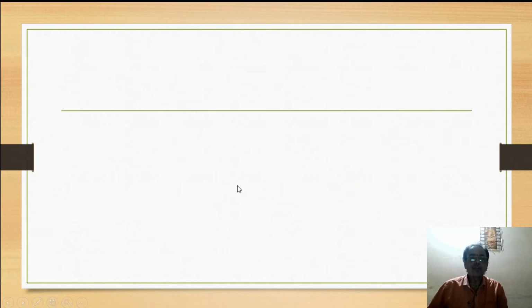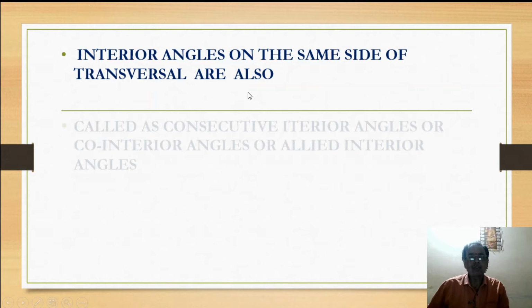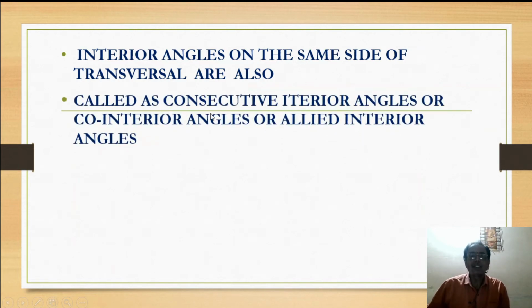Interior angles on the same side of the transversal are also called consecutive interior angles, co-interior angles, or allied interior angles. So we have other names also. They will ask this from an exam point of view, in objective type questions. Just remember that one.